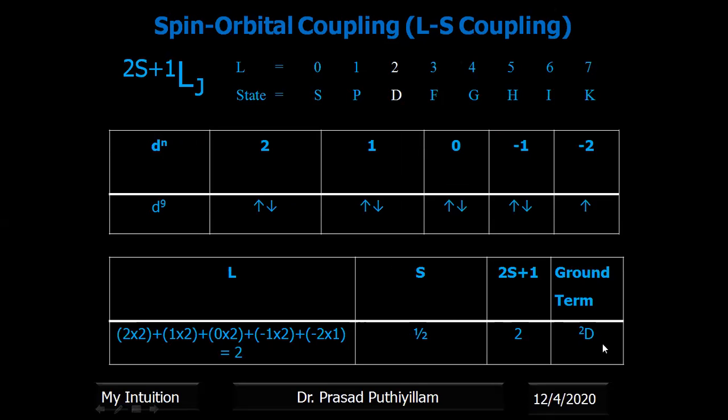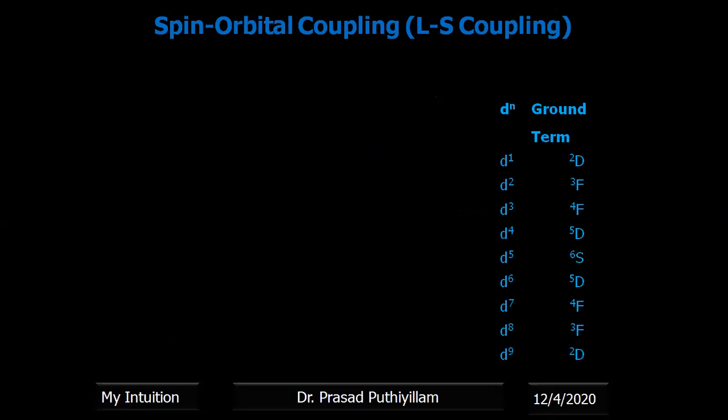Okay, you can pause the video and check for the different d1 to d9 systems, how the ground terms that we write, how we come to that conclusion to write the ground term. Therefore, for the dn ground terms are given, d1 to d6 it is given.